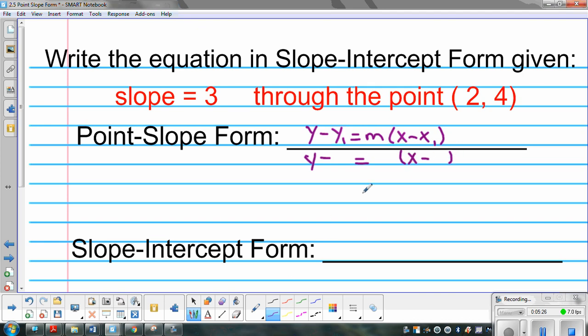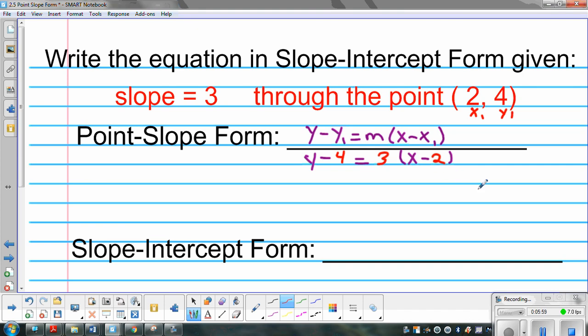And what I'm going to do now is sub in my information. This is the x and the y that I am going to sub in. So it's going to be y minus 4. And then what are we subbing in for the m? Here's our slope right here. It's a 3. And the formula does say x minus, but now we're subbing in a 2 for the x sub 1. So our equation in point slope form is simply y minus 4 equals 3 times x minus 2.